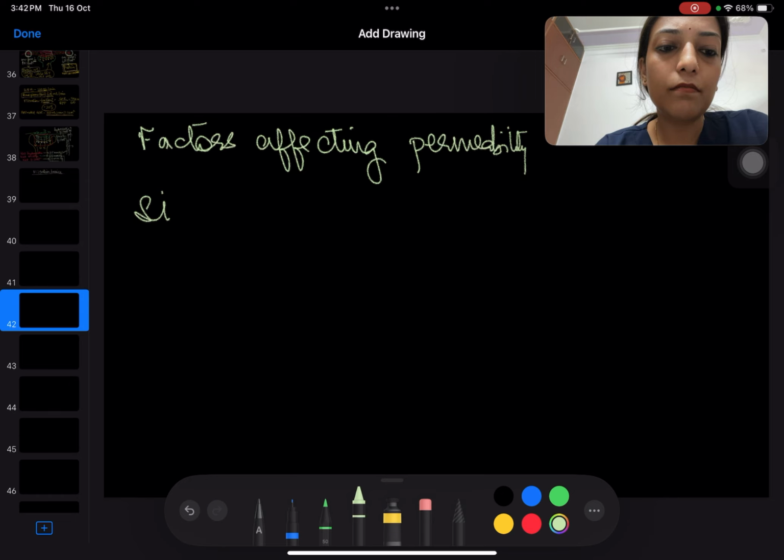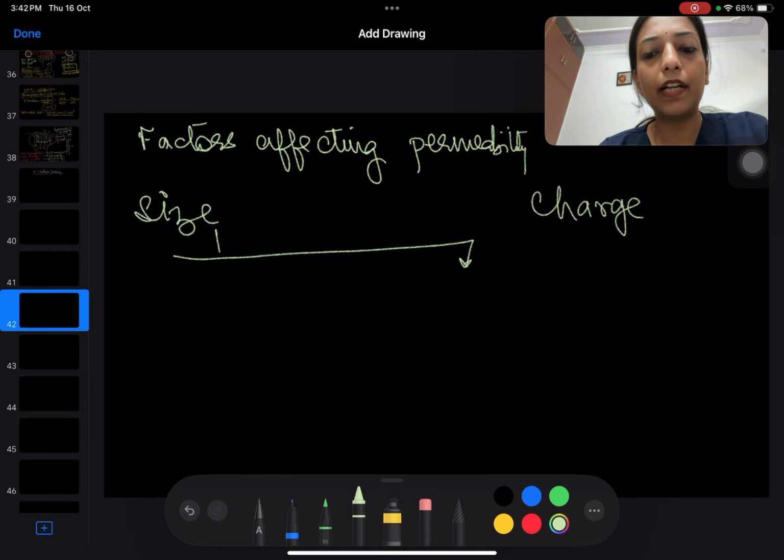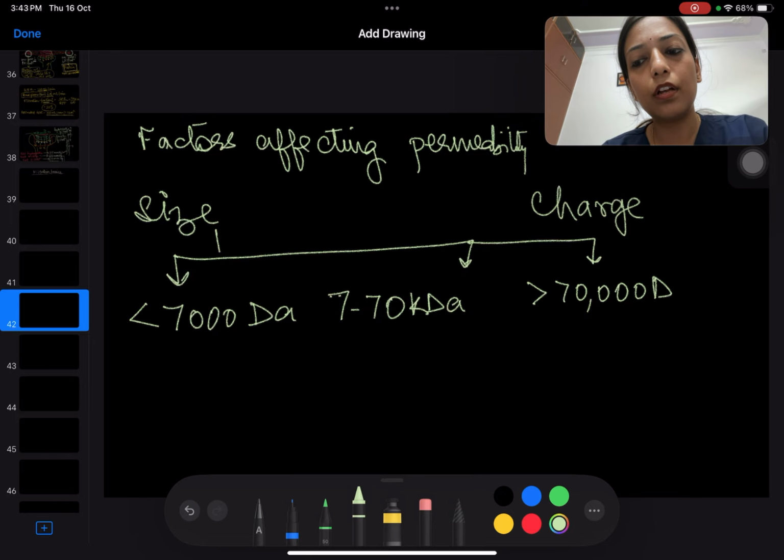Size, charge. Size. There can be categories of size, right? So it is less than 7,000 Dalton, between 7 to 70,000 Dalton, and then there is more than 70,000 Dalton. I hope this makes sense.